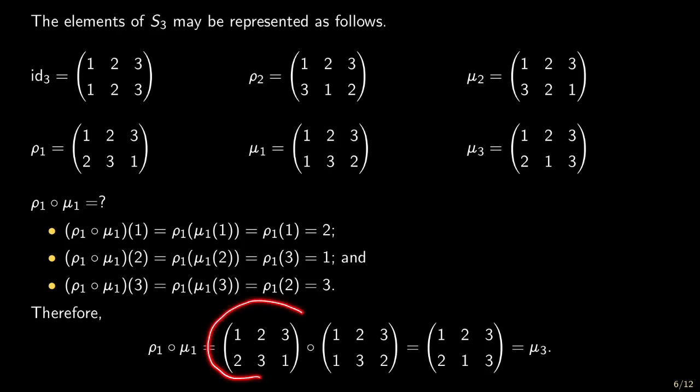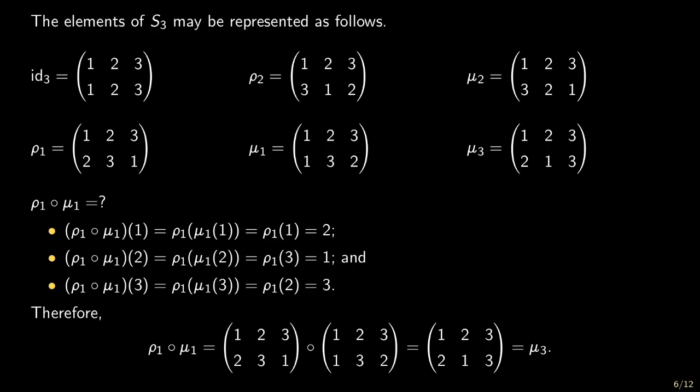This one is rho 1. This one is mu 1. So what's the product? Because the product sends 1 to 2, we write down 2 under 1. The image of 2 under the product is 1, so we write down 1 below 2. And the image of 3 is itself, so we write 3 under 3. Which, when you look at the 6 elements, is actually the element mu sub 3. Right?